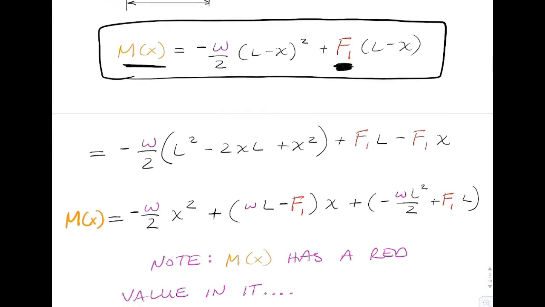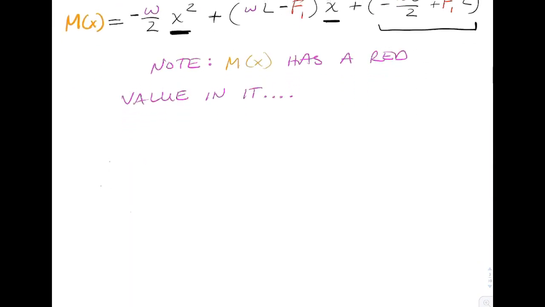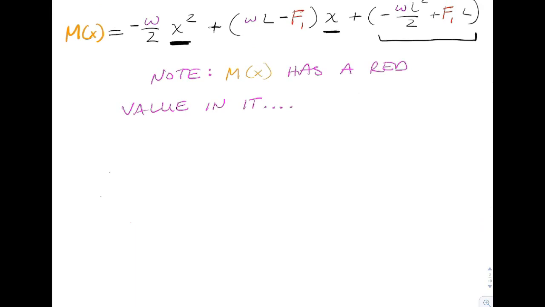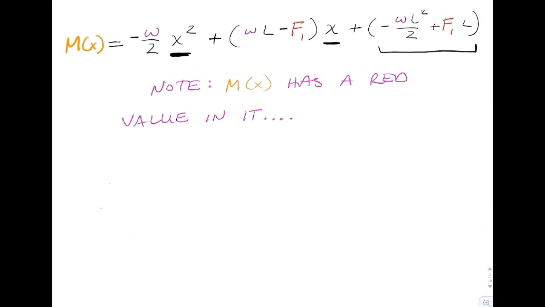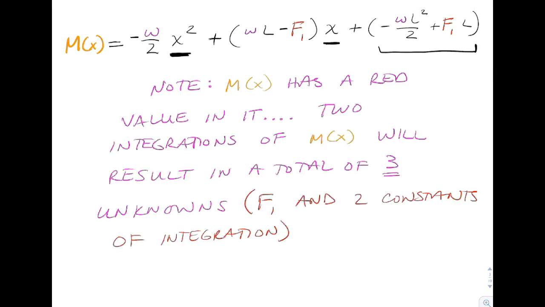So we go ahead and do a little bit more math. We can multiply it out, and this is just grouping terms. There's the x squared term. There's a linear term, and there would be a constant term. So let's give you a note right here with all that. Note that M of x has a red value, and it happens to be in 2 places. That's fine, but it just has an external unknown.